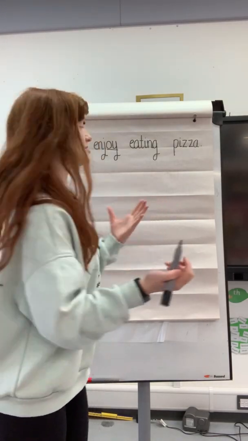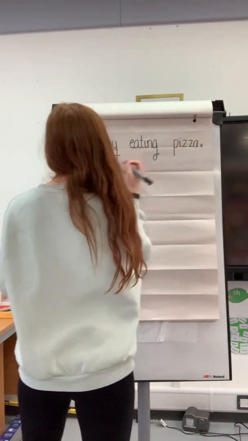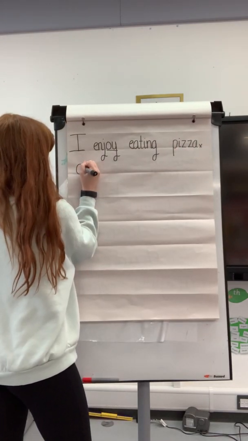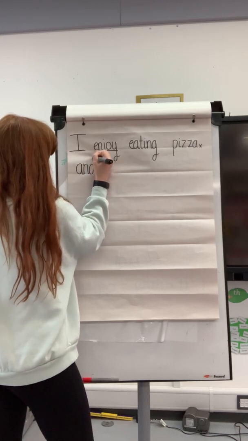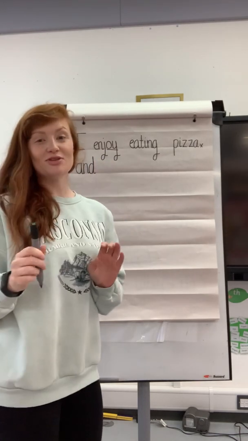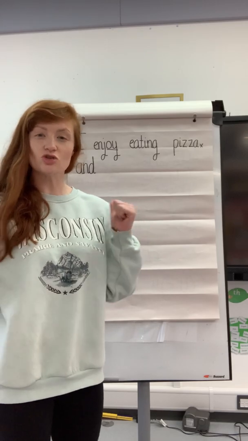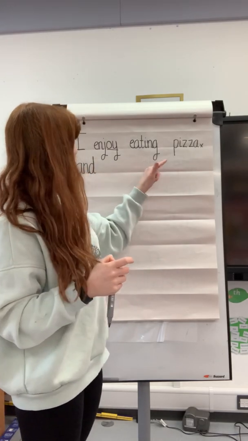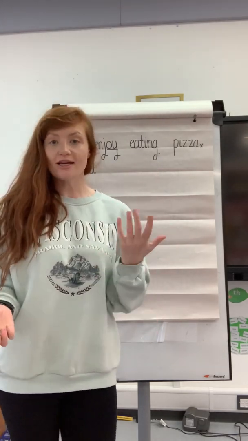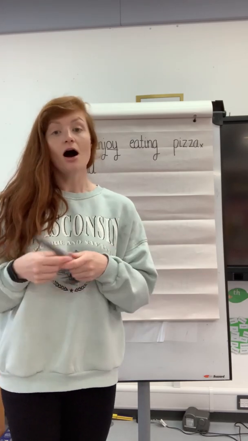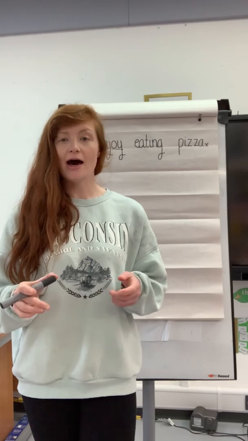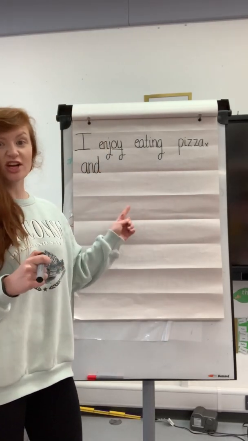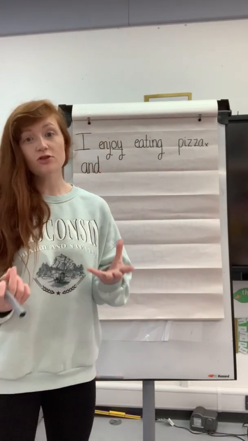Now we're going to be getting rid of that full stop and putting an and in to extend our sentence. So let's get rid of that and let's use the conjunction and. And I want you, using and again, to see whether you can extend that sentence. What else do you enjoy? So I enjoy eating pizza and chocolate. I enjoy eating pizza and dancing. I enjoy watching Netflix with my friends. So think about how you can extend this sentence.